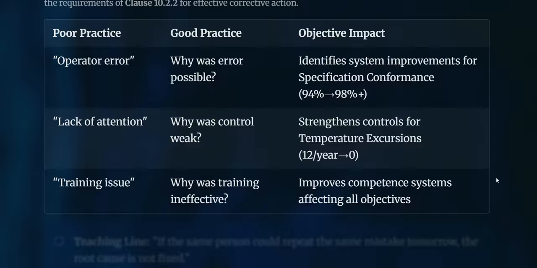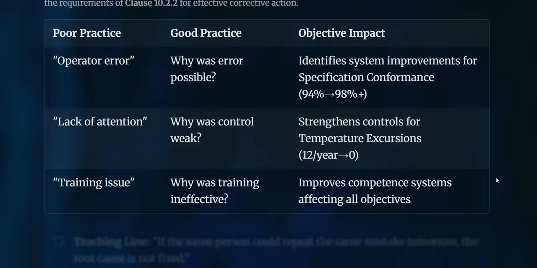The poor practice is to give the root cause for a nonconformity as operator's error, but the good practice would ask why was the error possible? That's how you conduct an effective root cause analysis. The objective impact here is identification of system improvement for specifications conformance.